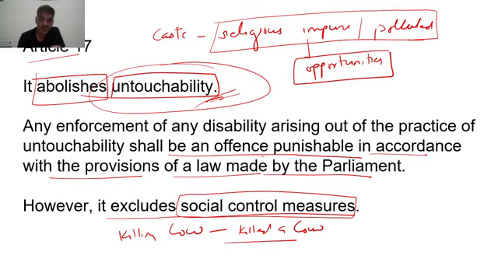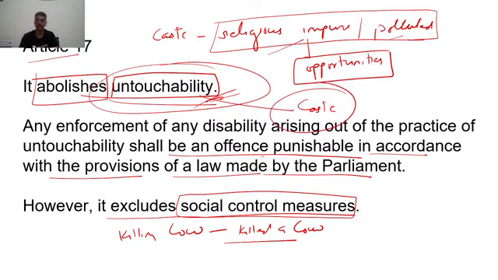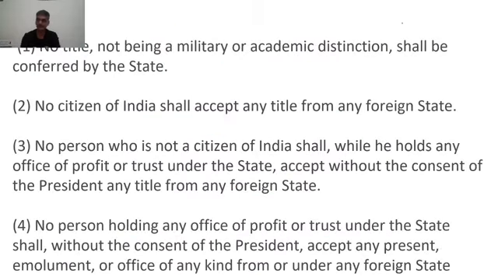Getting the point? So untouchability simply means, by virtue of the caste of a person, because you are considering him as religiously impure or religiously polluted. So that is totally banned. Then Article 18 says, it is the last article of that equality, no title. Now, what are titles? Titles are inherited distinctions, like your Rai Bahadur.